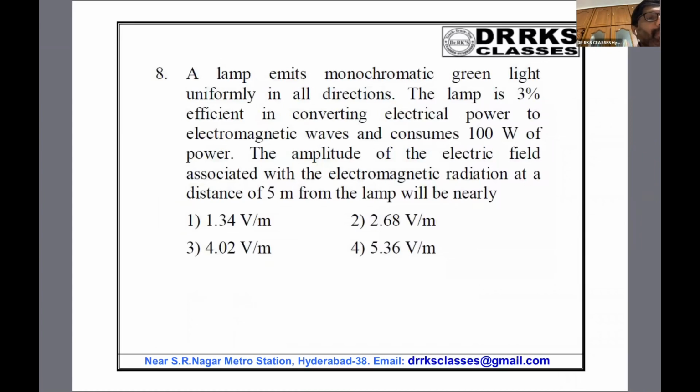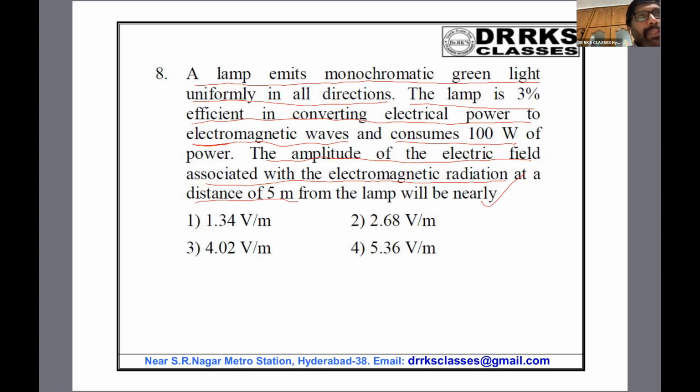So look at another different problem. Here, a lamp emits a monochromatic green light uniformly in all directions. This is a point source. The lamp is 3% efficient in converting electrical power to electromagnetic waves, which consumes 100 watts of power. You have to find the amplitude of the electric field associated with the electromagnetic radiation at a distance of 5 meters from the lamp. Okay.